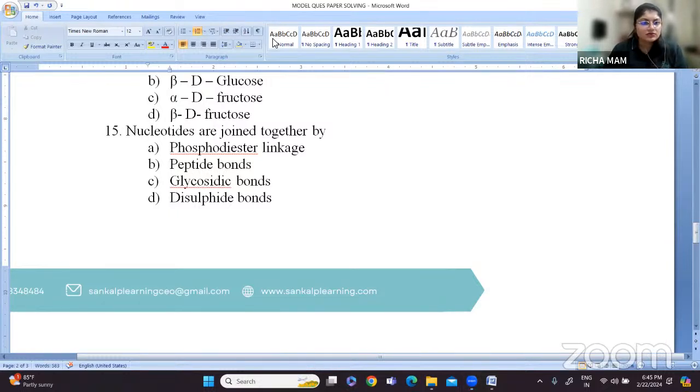Dhanush, no. Okay. So the answer is what? It is joined by, yes, it is joined by phosphodiester. So the answer is correct. Okay, nucleotides are joined by phosphodiester bond, not by peptide bond. Peptide bonds are for amino acids, not for nucleotides.